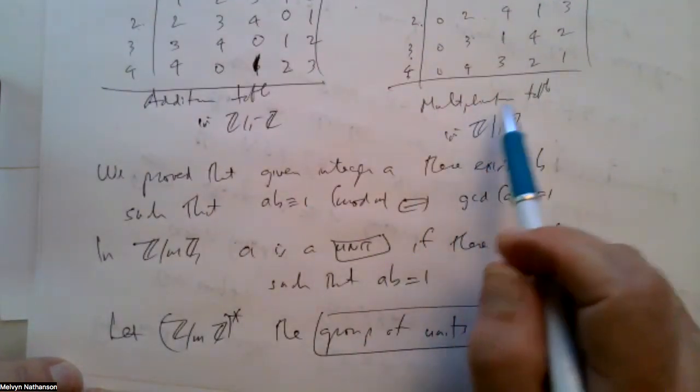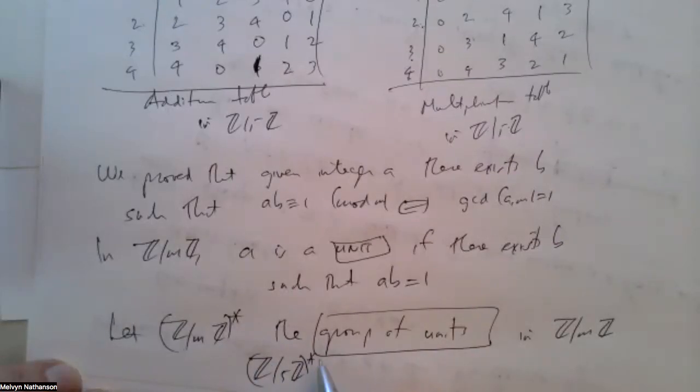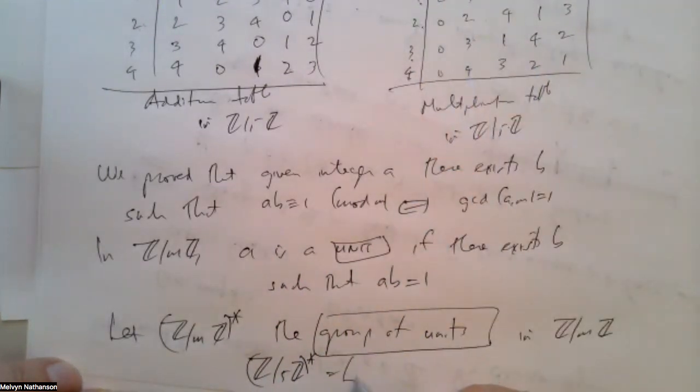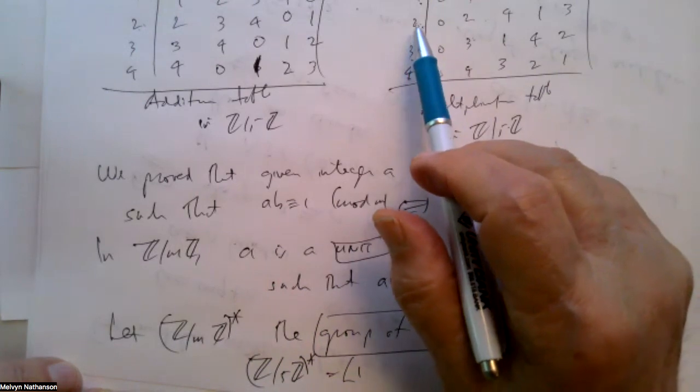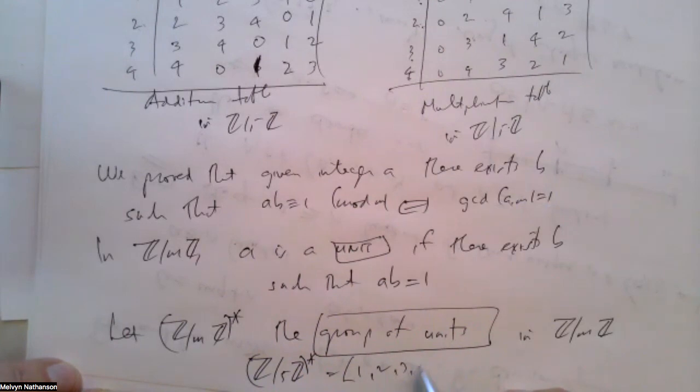So for example, here, when m is equal to 5, what is the group of units in mod 5? Well, 1 times 1 is 1, so 1 is a unit. 2 times 3 is 1, so 2 is a unit. 3 times 2 is 1, so 3 is a unit. 4 times 4 is 1, so 4 is a unit. So this is all the non-zero elements of Z mod 5Z. Those are the units in Z mod 5Z.